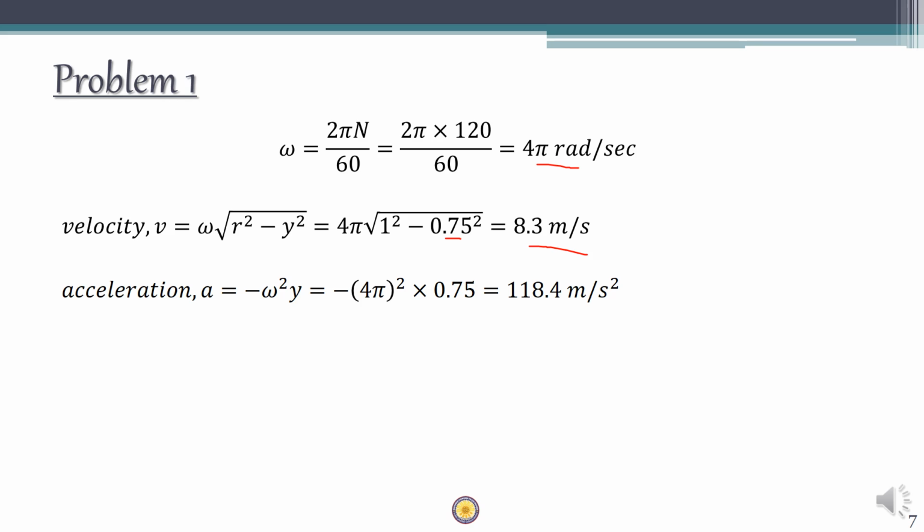And you also have to find the acceleration at 0.75 meters. So it is minus omega square into y. So minus 4 pi square into 0.75, we get 118.4 meter per second square. That was a simple problem for illustrative purpose, but keep in mind you have to remember the expressions for velocity and acceleration at any instant of time.